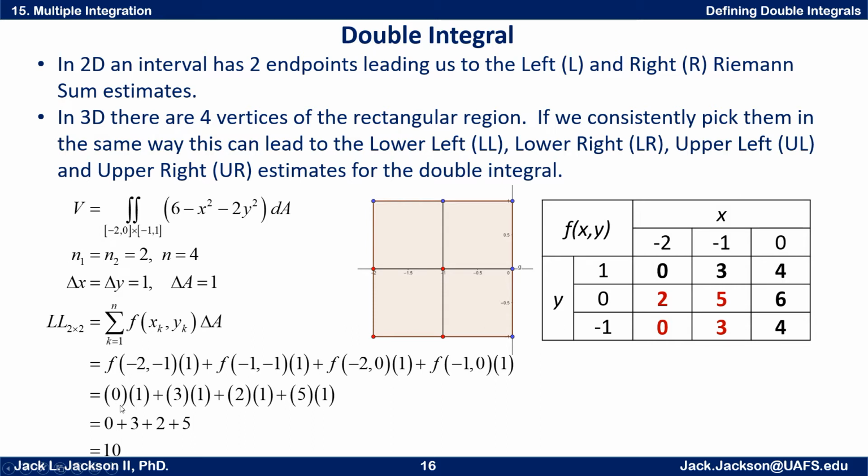So you take f of that value, which is 0, multiply by the area of that rectangle, which was 1, and you get nothing above this.